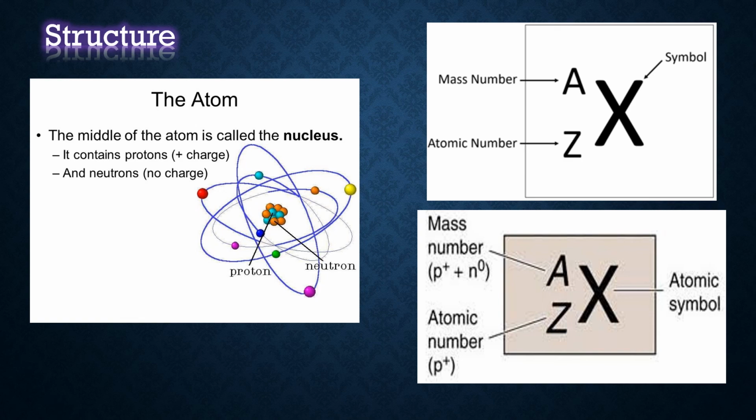First, you can understand what is meant by mass number. The total number of protons and neutrons. What is the atomic number? The total number of protons only. Okay.